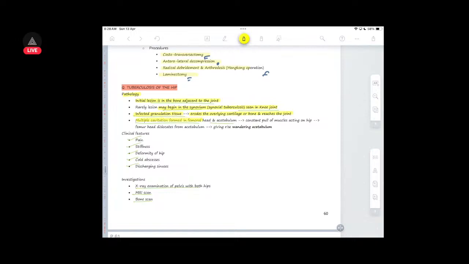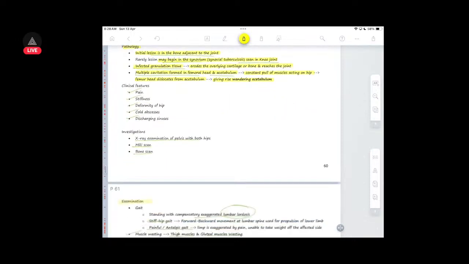So multiple cavitations will be formed inside the femoral head and the acetabulum, and they constantly pull the muscles acting on the hip. The femoral head will dislodge from the acetabulum and give rise to wandering acetabulum. Femoral head will come out and wandering acetabulum will be seen. Then clinical features, you have pain, stiffness, deformity of the hip, cold abscess, and discharging sinuses.